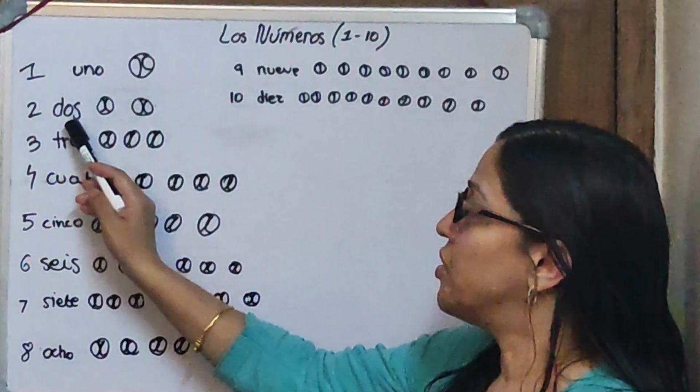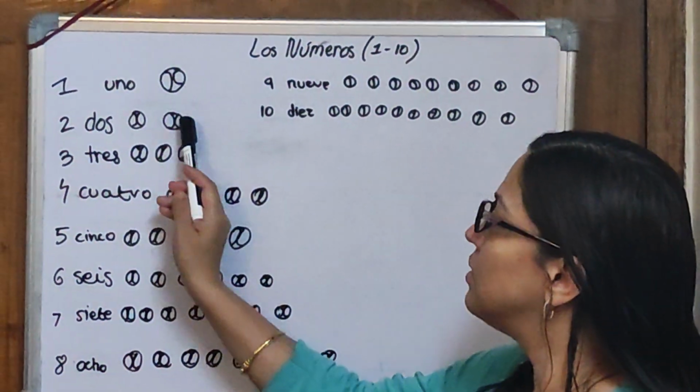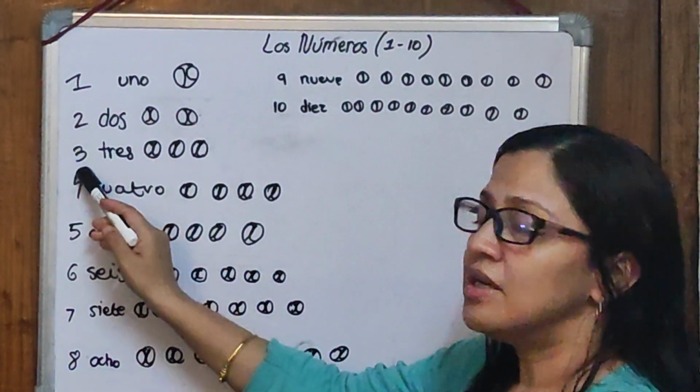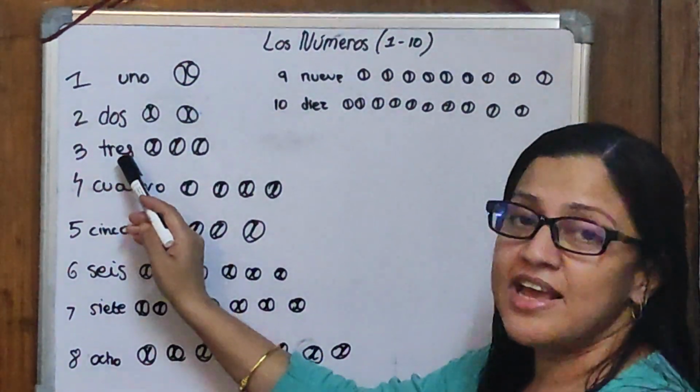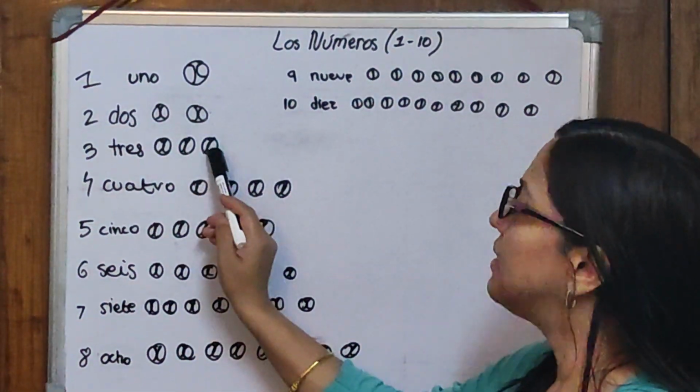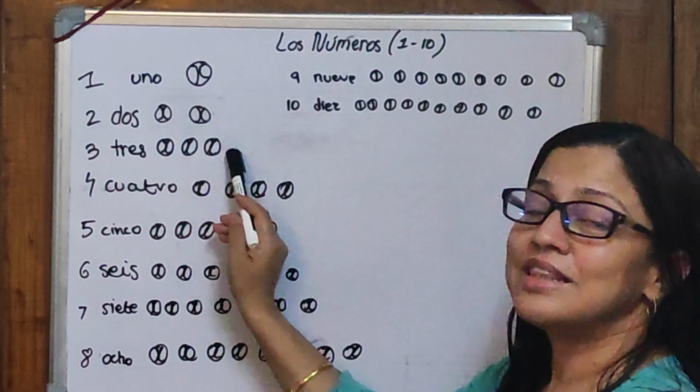2, that is dos. There are uno, dos. 2 balls. 3, this is called tres. You can see uno, dos, tres. So 3 balls.